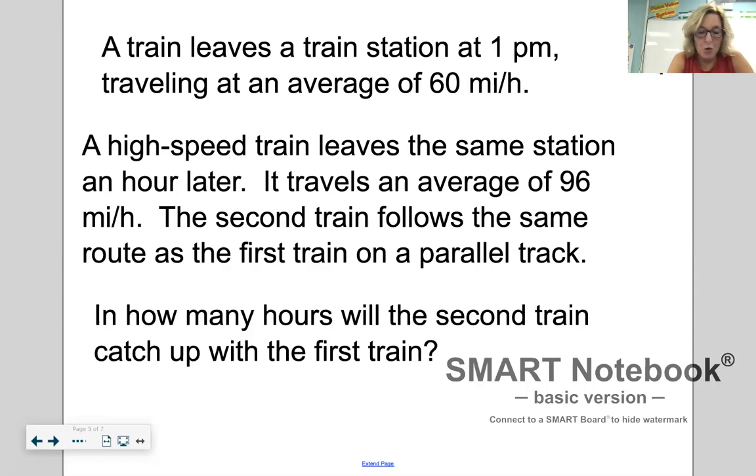All right, so we have a train that leaves the station at 1 p.m. and it travels an average of 60 miles per hour. We have a high-speed train that leaves the same station an hour later, and it travels an average of 96 miles per hour. The second train follows the same route as the first train, but on a parallel track, so you don't have to worry about them running into each other. So the question is, in how many hours will the second train catch up with the first train?